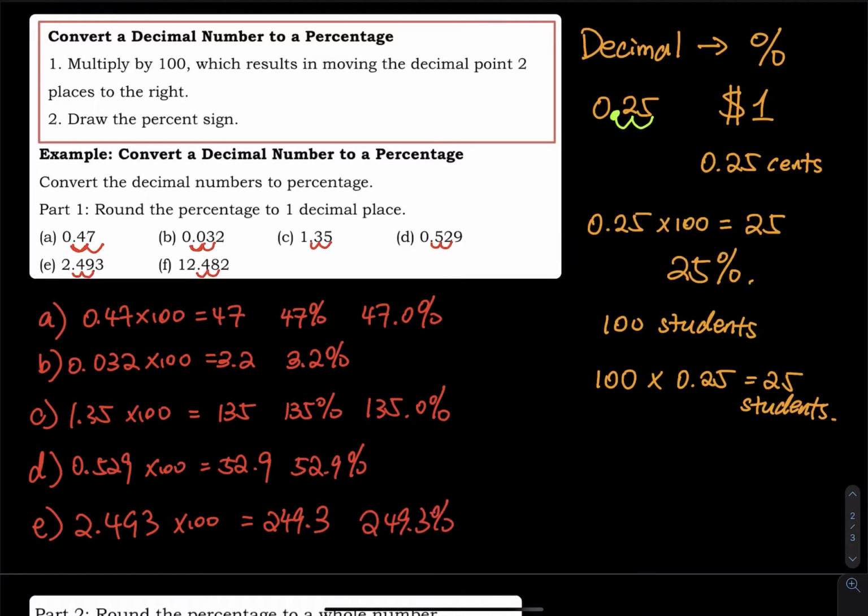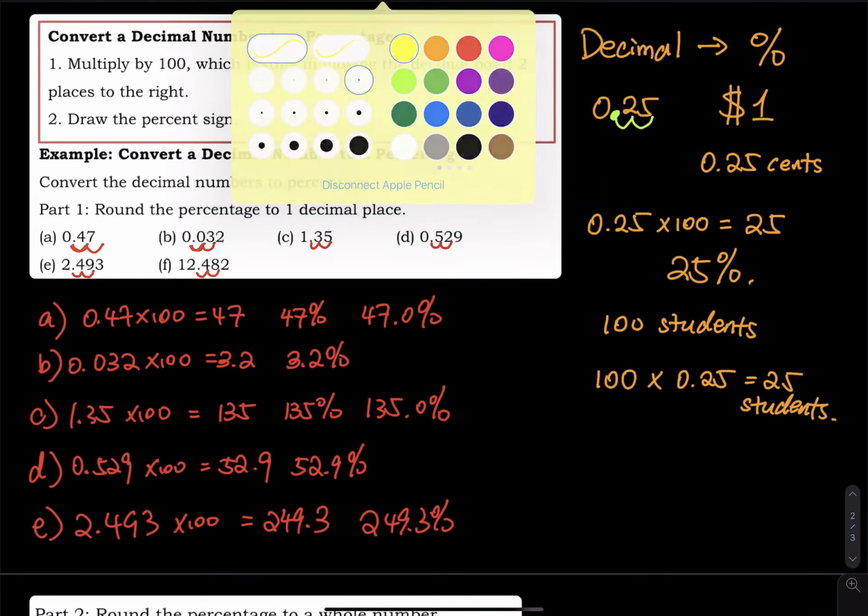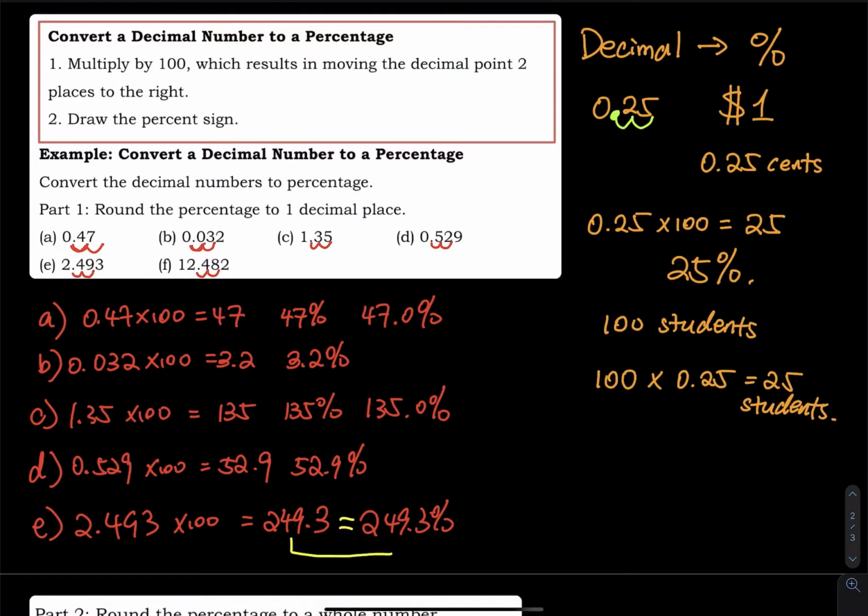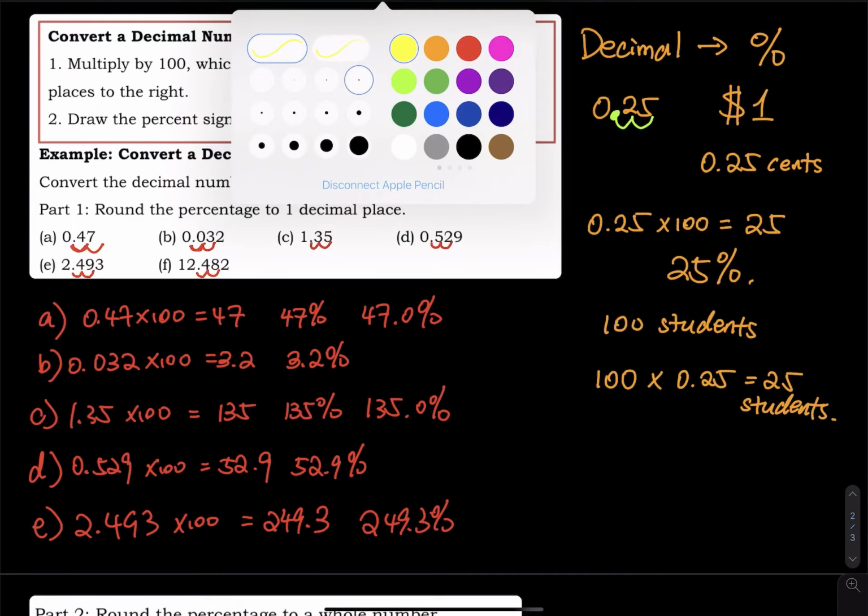Please do not draw an equal sign here. Don't draw an equal sign, because these two numbers are not the same, right? 249.3 and 249.3%, they are not the same value. Please do not draw an equal sign. All right, let's get rid of this wrong thing. And then we have E and then F.